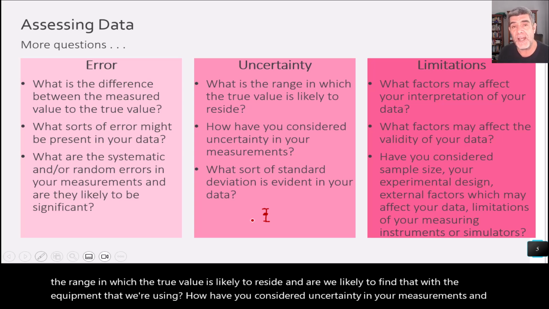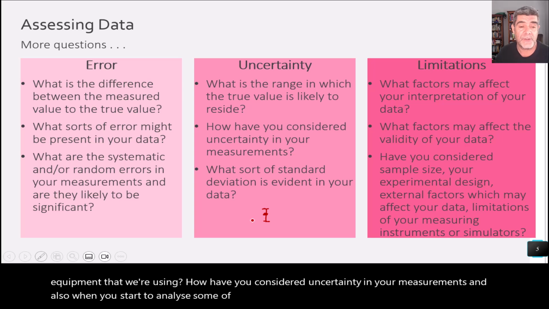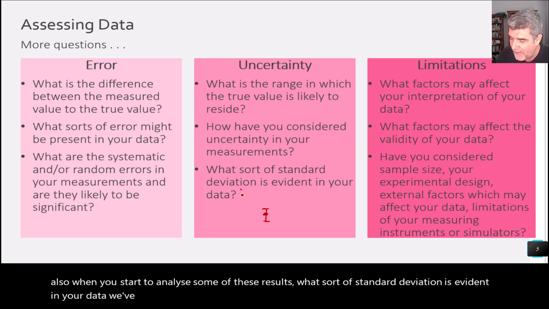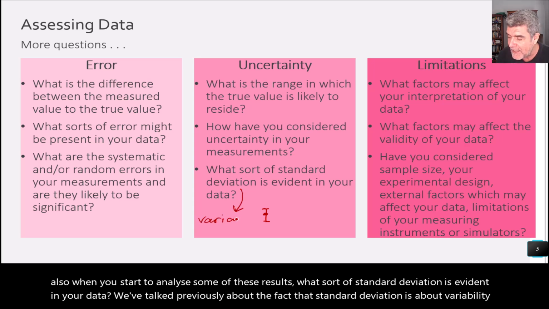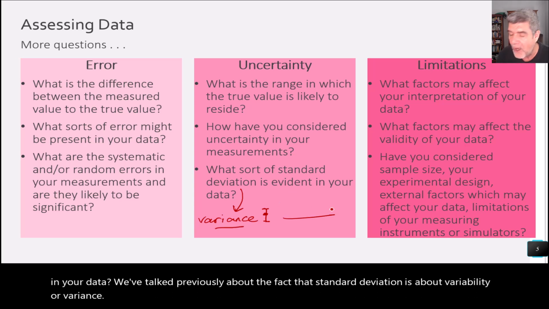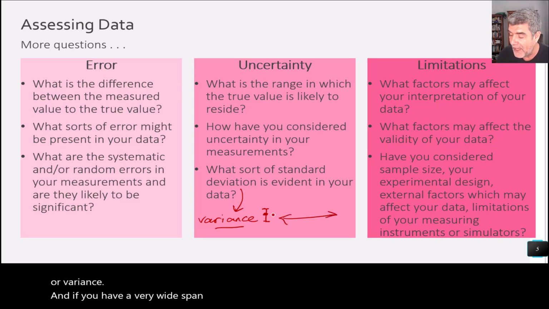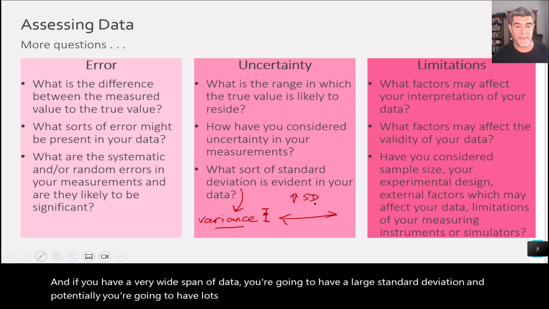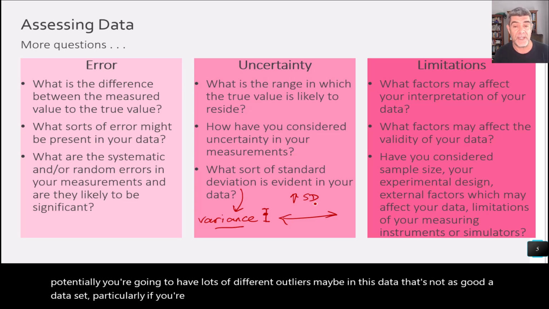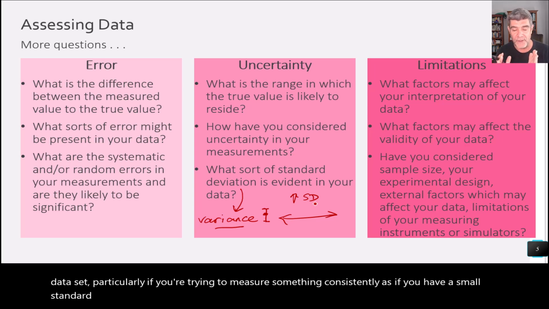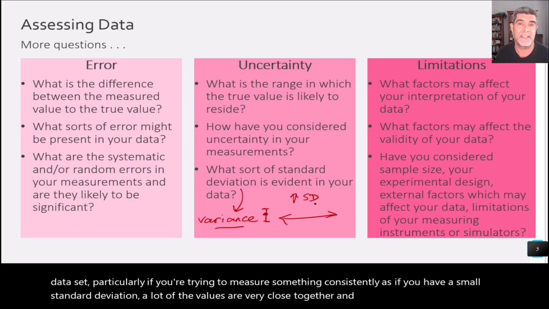Also, when you start to analyze some of these results, what sort of standard deviation is evident in your data? We've talked previously about the fact that standard deviation is about variability or variance. If you have a very wide span of data, you're going to have a large standard deviation, and potentially lots of different outliers in this data. That's not as good a data set, particularly if you're trying to measure something consistently, as if you have a small standard deviation. A lot of the values are very close together and you're getting some nice consistency.